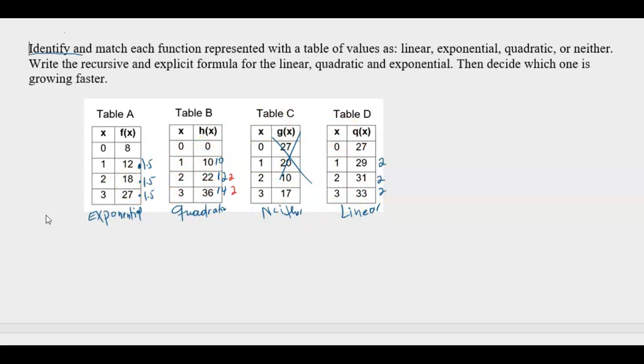So for table D, well, let's start with table A. All right. So a recursive formula would be f of x equals f of x minus 1. Since this is exponential, it's going to be times the common ratio, which is 1.5, given that f of 0 equals 8. So that's the recursive.